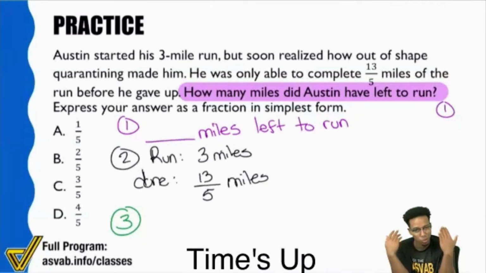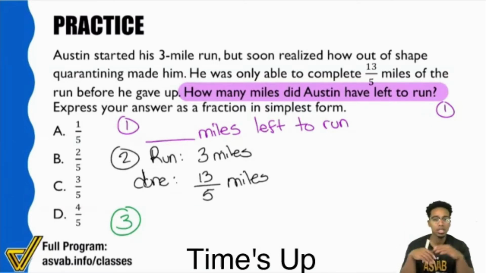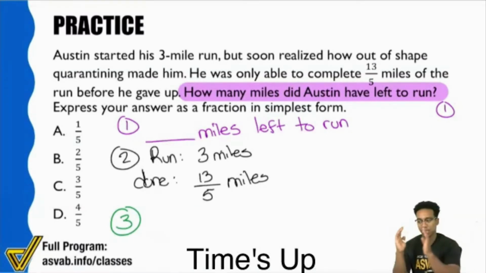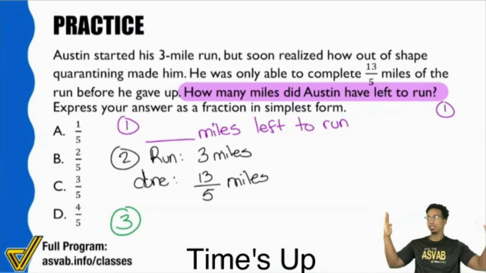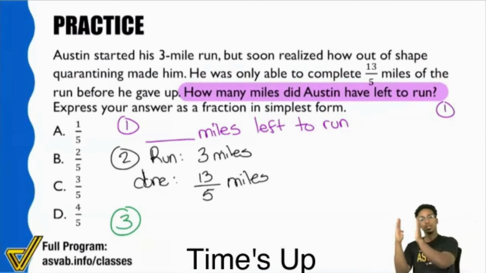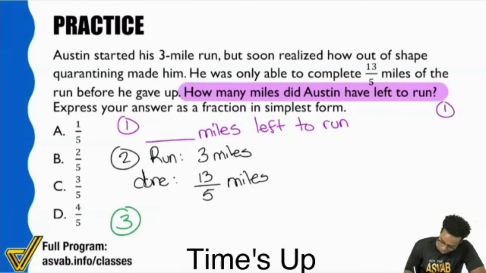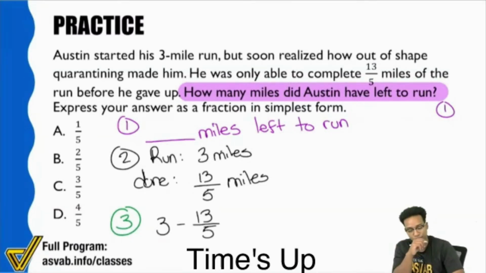To get the piece that he hasn't done, what he has left, what comes to mind? Like naturally, intuitively, what comes to mind? What math idea do you think we could use to take this and that to get to this piece? Subtract. Yeah, exactly. If we have this, we can subtract all of this to get that. So what we'll do is we'll say 3 miles minus the 13/5. That's what's going to give us the answer. Do we agree with that plan, everybody? Subtract what we've done from what we need to do to get what's left.